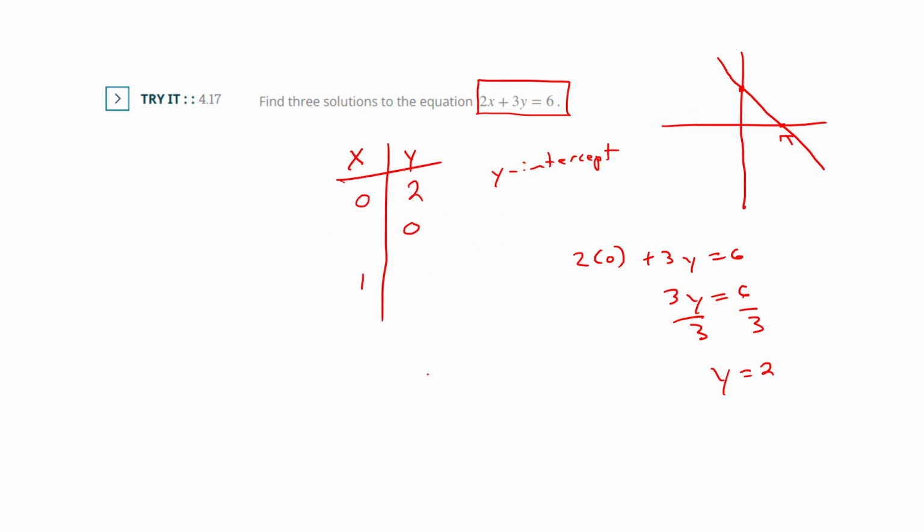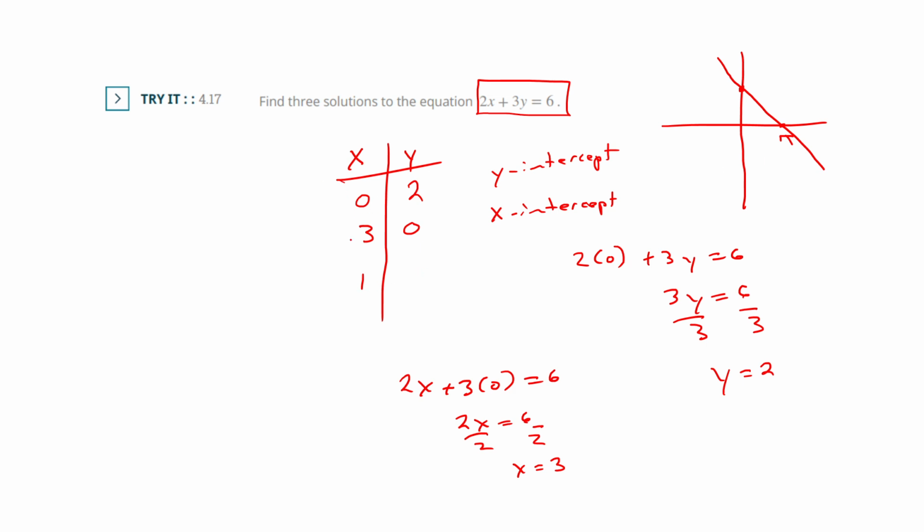Now we're going to go in reverse, and we're going to do 2x plus 3 times 0 equals 6. So I get 2x equals 6. Divide both sides by 2. I get x is 3. The math was very simple. So 3, 0 are also partners. This is called the x-intercept. Because y was 0, I'm on the x-axis. I have to be. Okay, let's do one more.